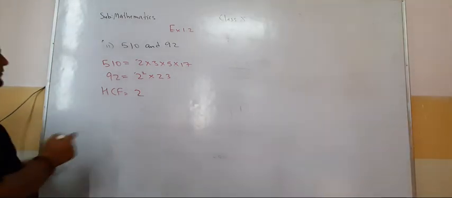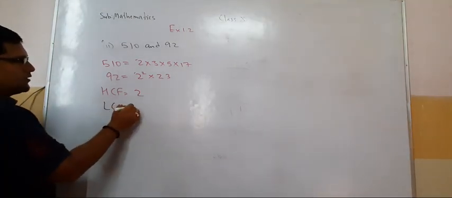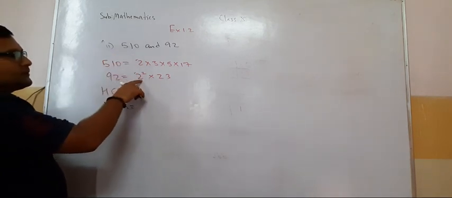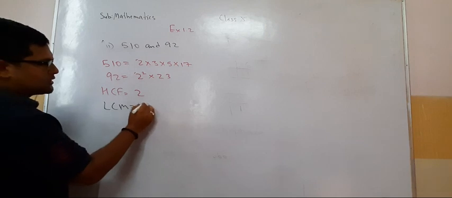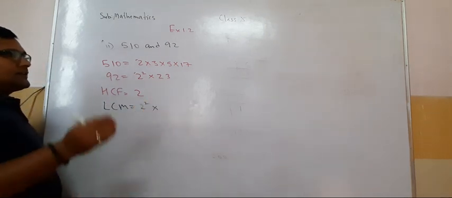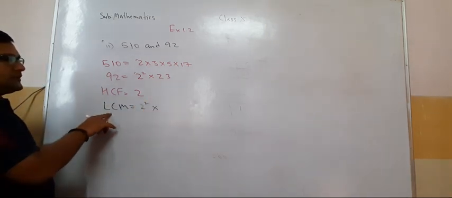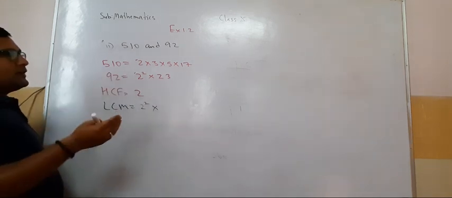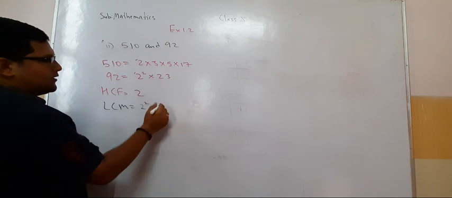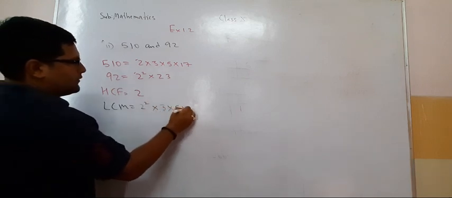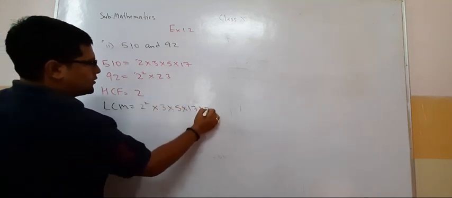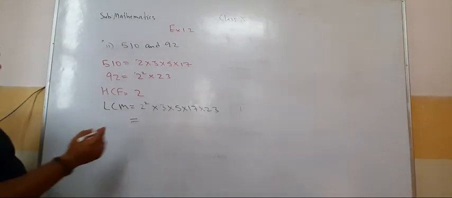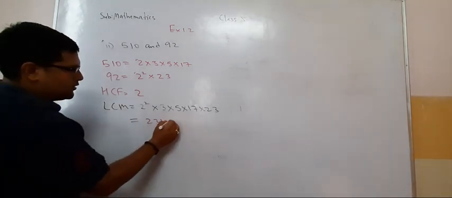And for the LCM, we take the common number having the greater power. The common number here is 2, and the greater power of 2 is 2. So 2 raised to the power 2 into the remaining numbers also. In LCM we take the common number having the greater power and the remaining numbers, which are 3 into 5 into 17 into 23. When we multiply these numbers, we get 23460.